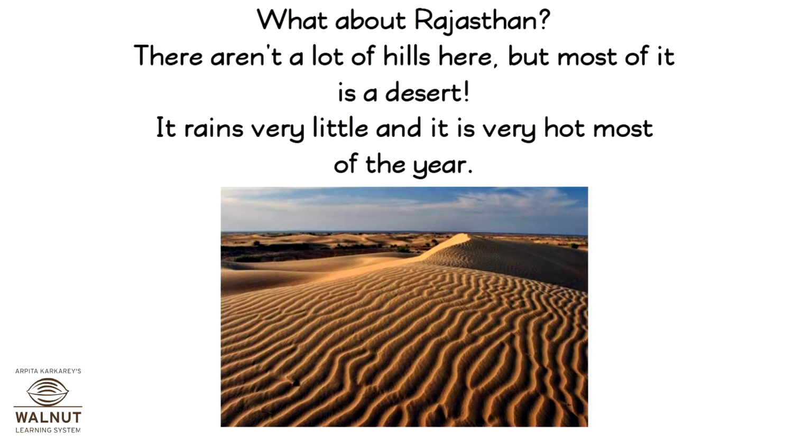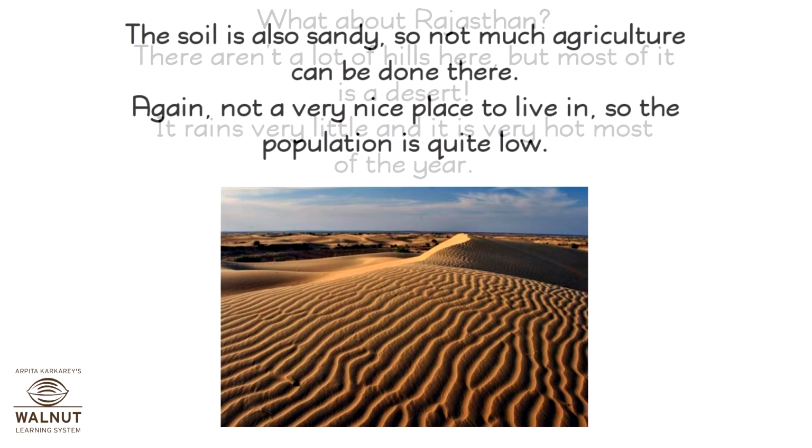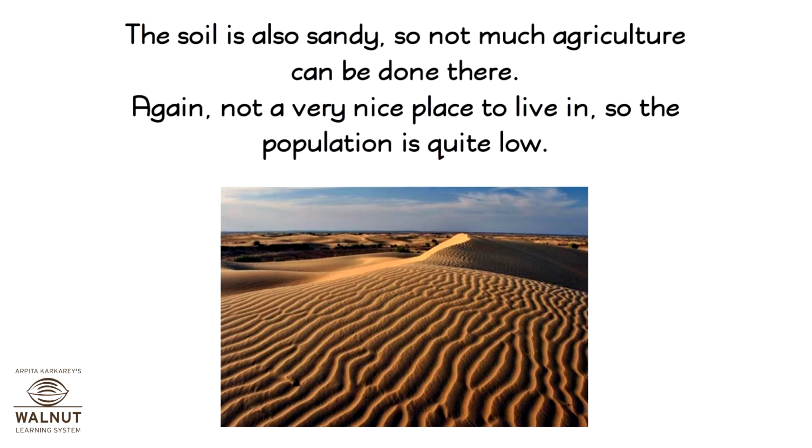What about Rajasthan? There aren't a lot of hills here, but most of it is a desert. It rains very little and it is very hot most of the year. The soil is also sandy, so not much agriculture can be done there. Again, not a very nice place to live in. So, the population is quite low.